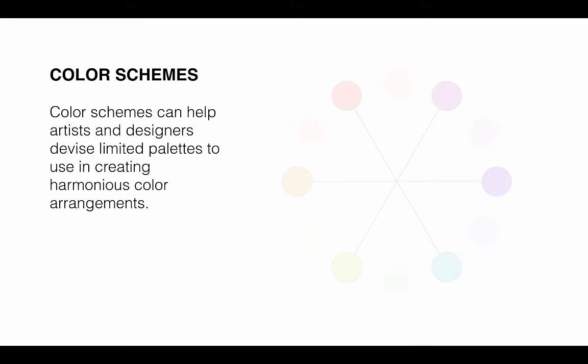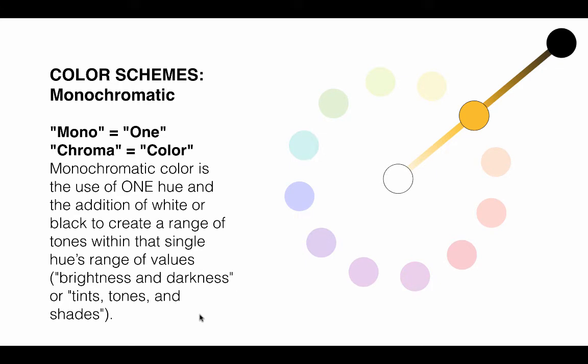Okay, so color schemes. Those are things that can help us as artists and designers devise limited palettes to use in creating harmonious color arrangements. The first one we can talk about is monochromatic. Mono means one, chroma means color, so that means one color. The monochromatic color scheme is essentially one hue and the addition of white or black to create a range of tones within that single hue's range of values. And whenever we talk about white and black and the range of values, that means brightness and darkness.